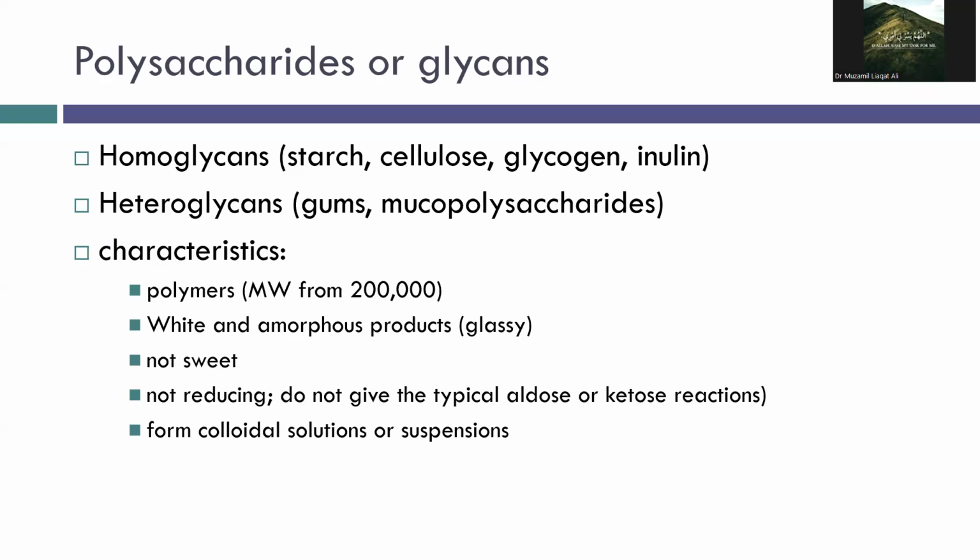What about the general characteristics of polysaccharides? Polysaccharides are high molecular weight polymers, often exceeding 200,000 Daltons. They are typically amorphous, tasteless, and non-reducing because their anomeric carbons are involved in glycosidic linkage. In aqueous solution, they form colloidal suspensions rather than true solutions. These properties make them ideal for long-term energy storage in the case of starch and glycogen, and for structural function in the case of cellulose.